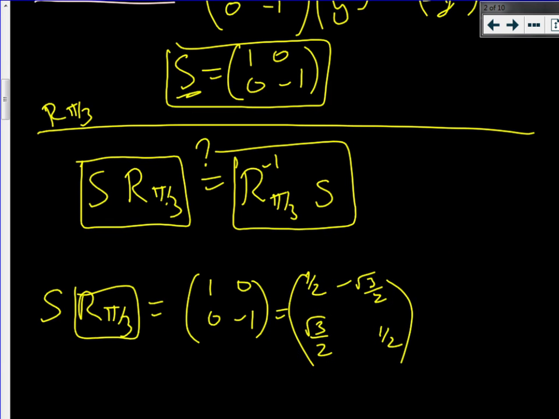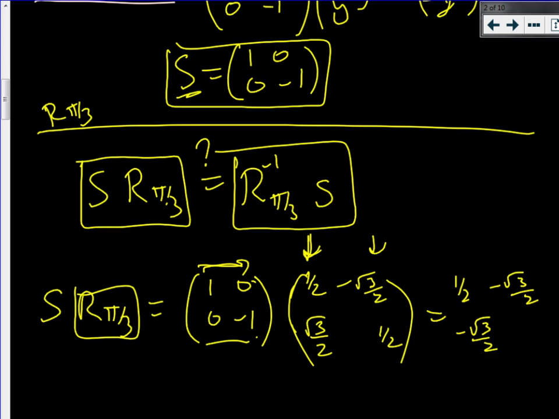One thing I want to get rid of is that equality sign. Okay, so we multiply these two matrices and we get what we get. First row by first column is just a half. First row by second column is negative radical 3 over 2. Second row times first column is negative radical 3 over 2. Second row by second column is negative a half.